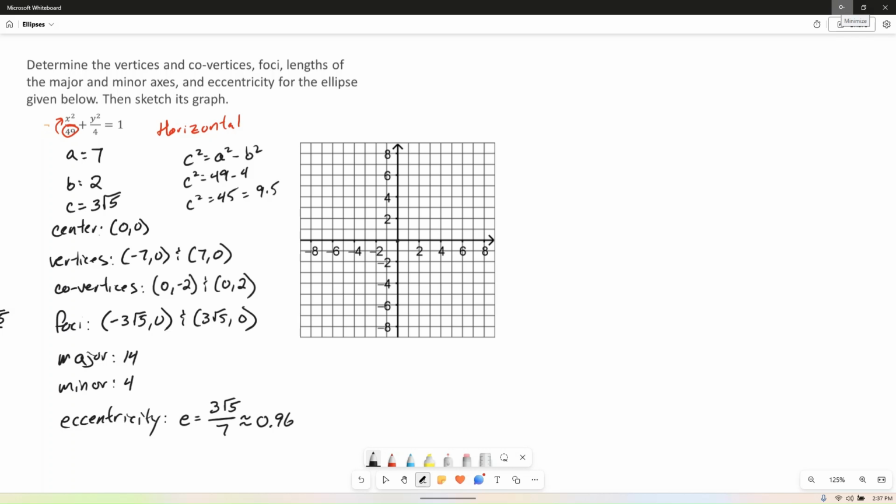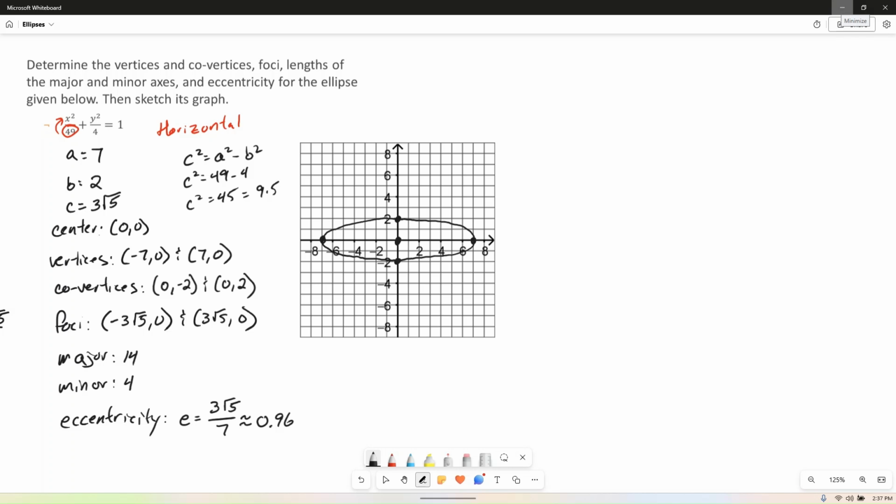I know the center is at the origin. The vertices are at (-7, 0) and (7, 0). The co-vertices are at (0, 2) and (0, -2). If I plot those four points, the vertices and the co-vertices, that basically shows me what the ellipse is going to look like. I'm just going to connect those four dots together, going from one vertex to a co-vertex and then back around. Looking at this graph, horizontally it goes from -7 to +7, and vertically it goes from -2 to +2.